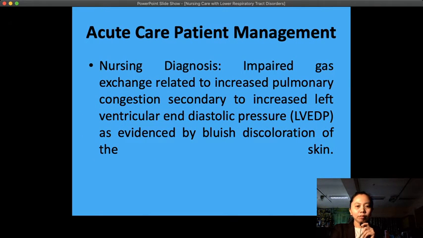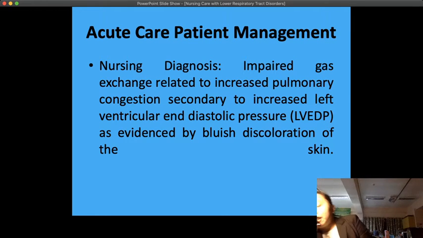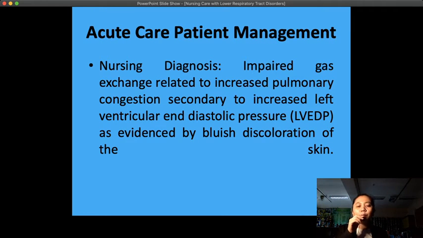Okay, so acute care management. All right. So with the acute care management, nursing diagnosis, okay, impaired gas exchange related to increased pulmonary congestion, secondary to increased left ventricular end-diastolic pressure, as evidenced by bluish discoloration of the skin. Okay.